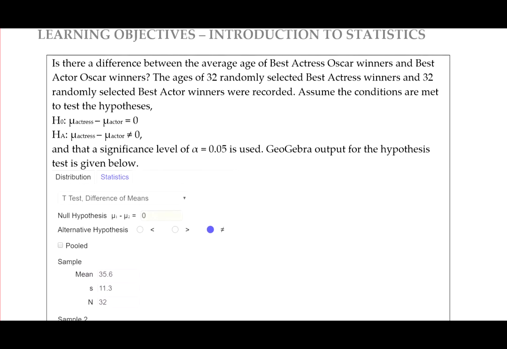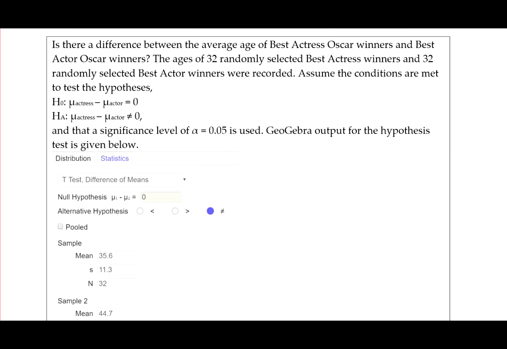Here's the second example. Is there a difference between the average age of Best Actress Oscar winners and Best Actor Oscar winners? The ages of 32 randomly selected Best Actress winners and 32 randomly selected Best Actor winners were recorded. Assume the conditions are met to test the hypotheses. H naught, mu sub actress minus mu sub actor equals 0, versus the alternative hypothesis, the mean for actresses minus the mean for actors is not equal to 0. We're going to use a significance level of alpha equals 0.05.